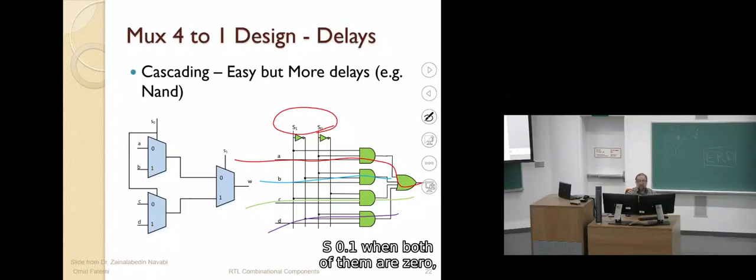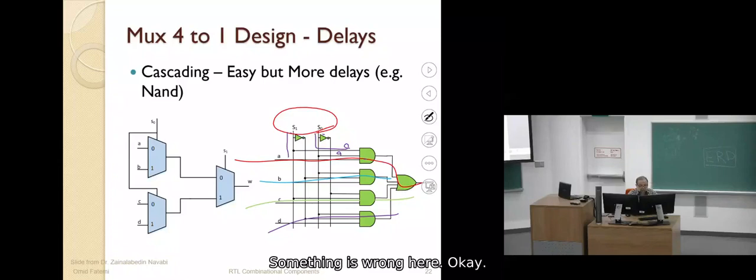So that's it. S0 and S1, when both of them are 0, then when both of them are 0. Okay, so this shouldn't be right. Something is not right. S0 not, S1 not. So this is 1, 1. Yeah? S0 is 1, S1 is what? Something is wrong here.